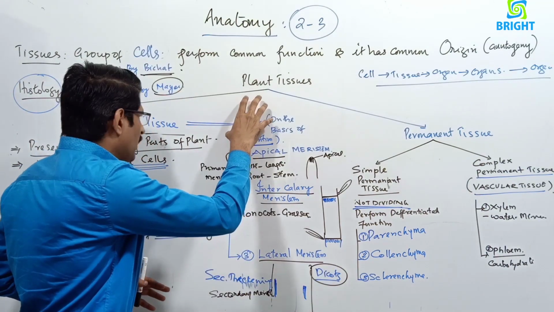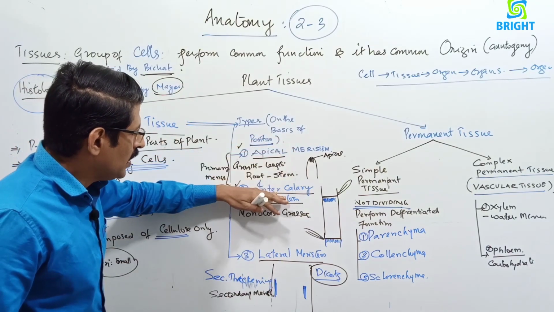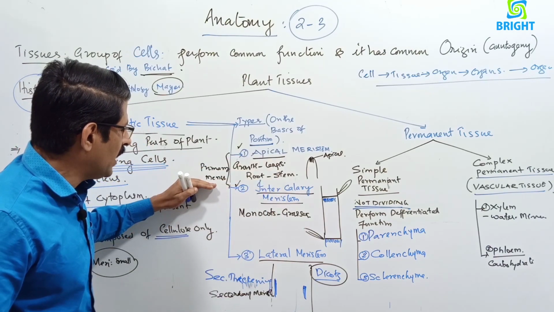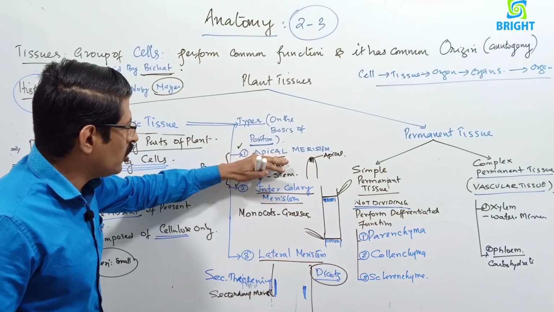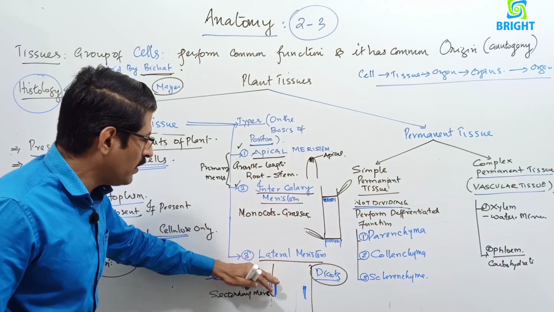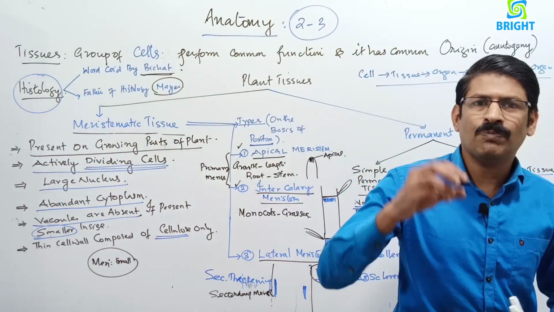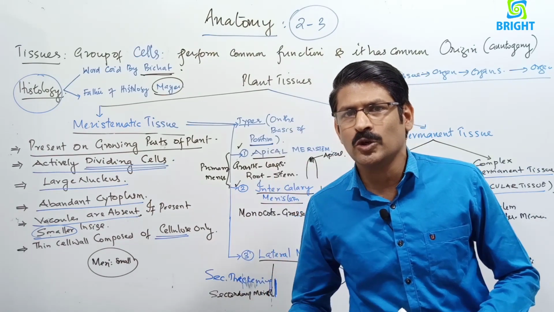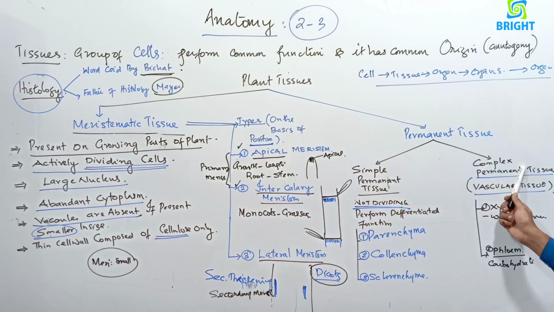Meristematic tissue can be divided into three different types on the basis of position: apical meristem, intercalary meristem and lateral meristem. Apical meristem and intercalary meristem are primary meristem, and lateral meristem is a secondary meristem. Apical meristem is present in both monocot and dicot. Intercalary meristem is present only in monocots, and lateral meristem is present only in dicots. Permanent tissues perform a specialized function. They are non-dividing cells, derived from the meristematic tissue by differentiation, and they are of two types: simple permanent tissue and complex permanent tissue.